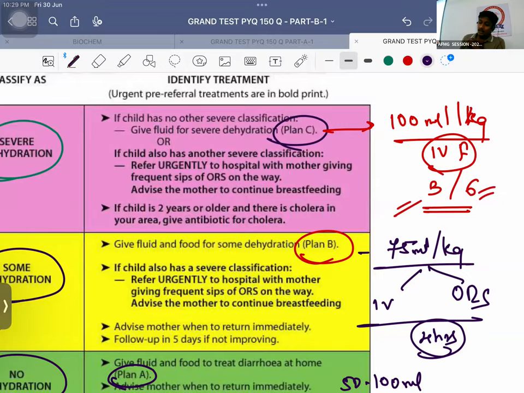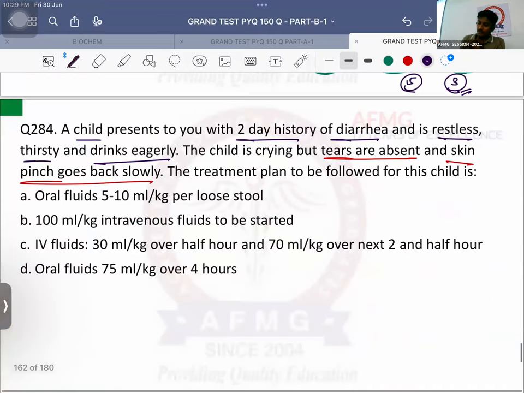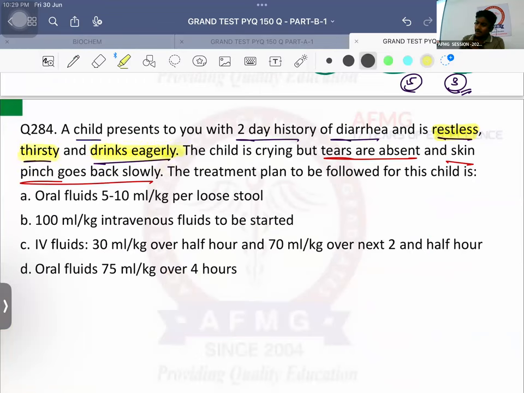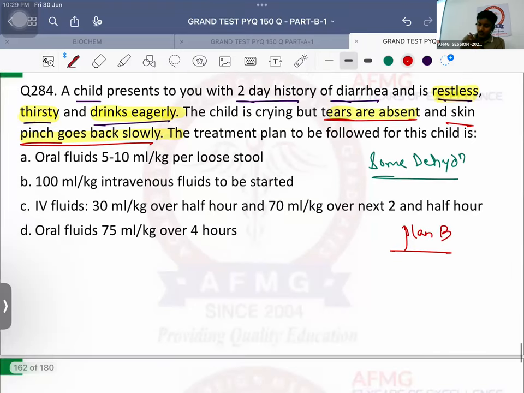Theek hai? Important is bacche mein kya lag raha hai tumhe? Restless hai bacha, thirsty hai, drinks eagerly. Tears are absent. Skin pinch goes back slowly. So it is a case of some dehydration. Which category? Yellow category. So treated with plan B. And plan B is what? Oral fluids, 75 ml per kg over 4 hours.